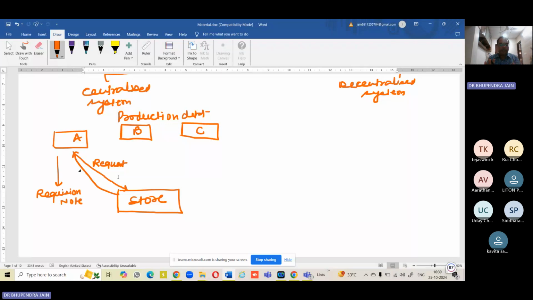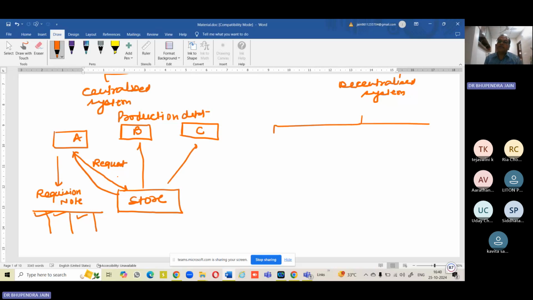I am just giving a brief of the system of material. In that case, the production department prepares a requisition note. What is the requisition note? Requisition is made from request. Requisition note means we need this type of material and this quantity of material. This is the name of the item, this is the quantity of the item, and this is the date. We send the requisition note to the store saying that we require that type of item. So on the basis of the requisition note, the store supplies the goods to the production department. The same happens here too. And this system is the centralized system of material.